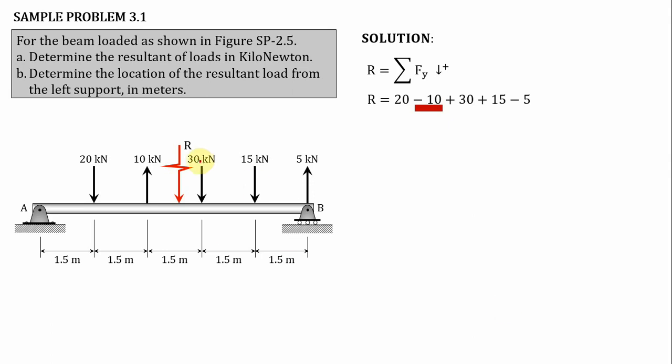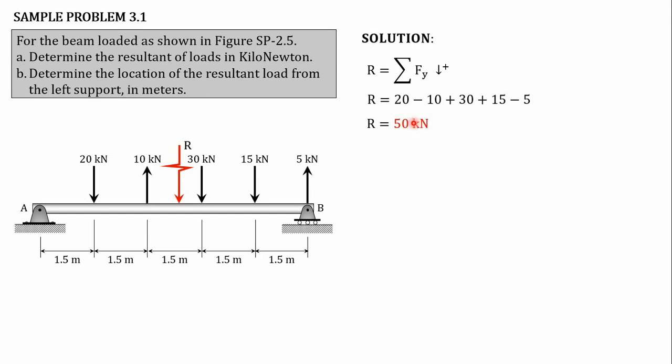Okay, and then plus 30 kilonewton. 30 kilonewton is going downward, so plus yan. And then 15 kilonewton is going downward, so plus 15, and last is 5 kilonewton, that is going upward, so minus 5 kilonewton. So by solving the resultant force R, we compute that R is 50 kilonewton, and that is positive.